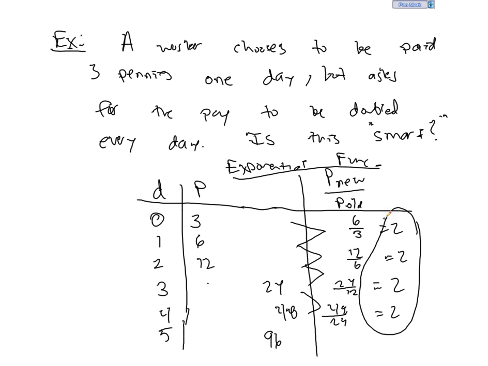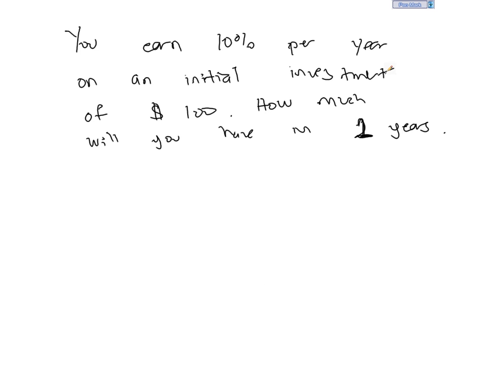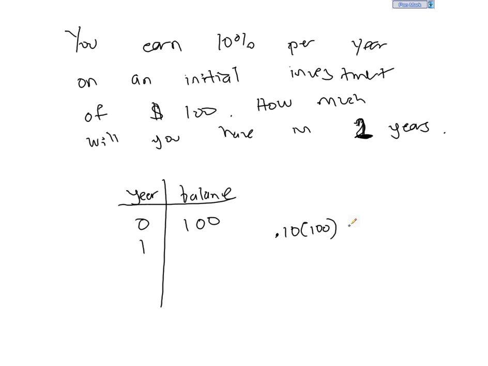Let's look at another one. In this problem, let's suppose you earn 10% per year on an initial investment of $100. How much will you have in 2 years? Well, there are probably a couple of different ways you'd approach this. One might be to say, all right, in terms of year and balance, year 0 would be a $100 balance. And to get 1 year later, I'm willing to bet that a lot of people would say, well, I'll take 10% of 100, and that gives me $10, and then I'll take the 10 and add it back to the 100 to give me 110.